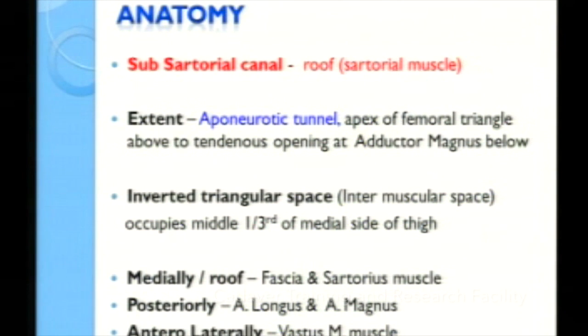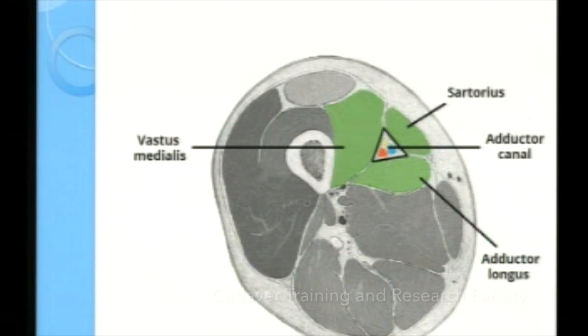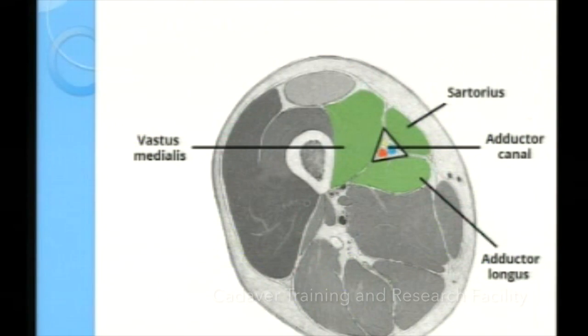The roof is formed by the fascia containing the subsartorial plexus and the sartorius muscle, and posteromedially it is surrounded by the adductor longus and adductor magnus, and laterally the boundary is formed by the vastus medialis muscle. So you can see that this is the adductor canal. Anterolaterally it is bounded by the vastus medialis muscle, the roof is formed by the sartorius, and posteromedially it is bounded by the adductor longus and adductor magnus muscle.